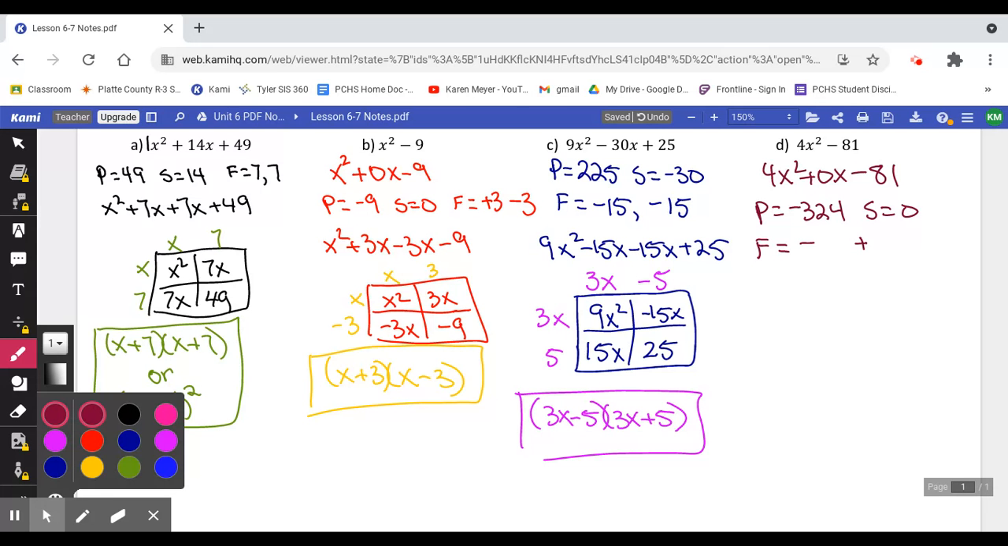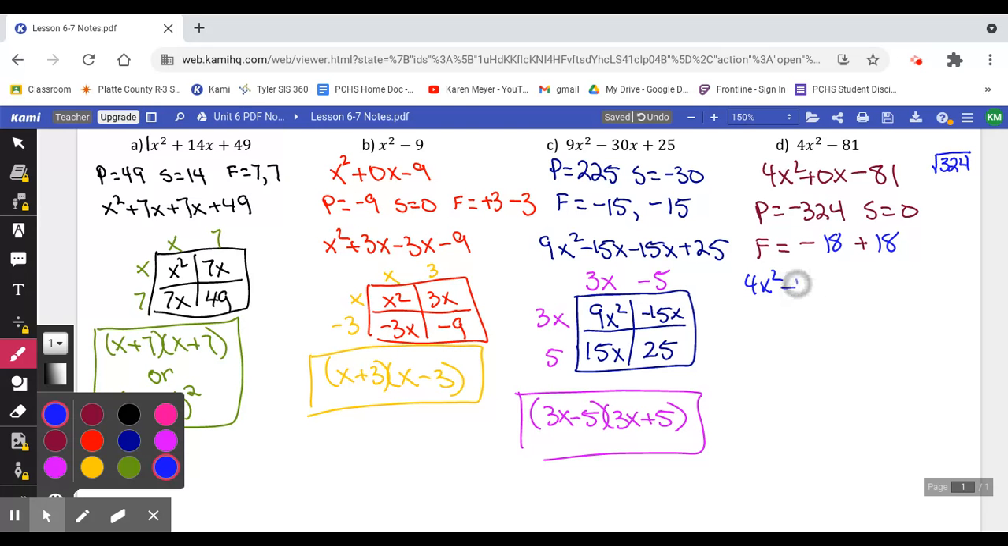So, what you can do if you're having a hard time trying to think of identical numbers is use your calculator and type in the square root of 324. If you type in the square root of 324, your calculator will tell you it's 18. So 18 times 18. And we're going to use one negative and one positive to get negative 324 and 0.